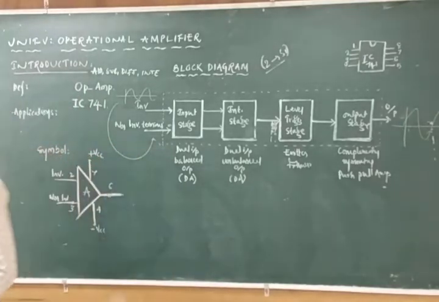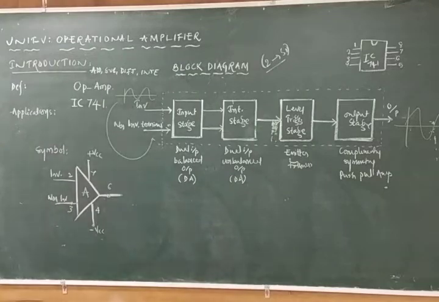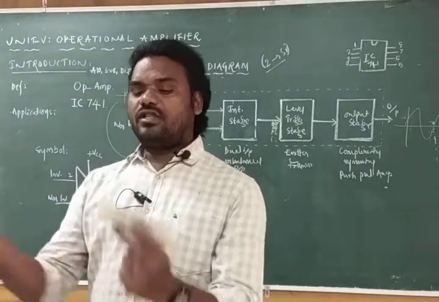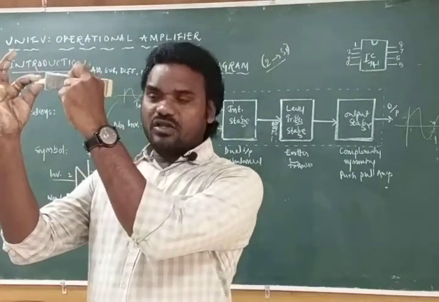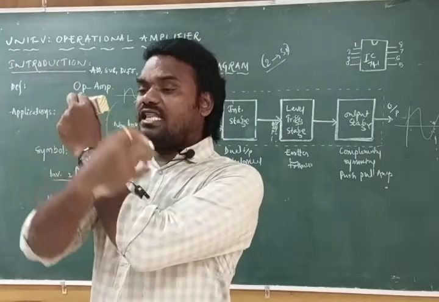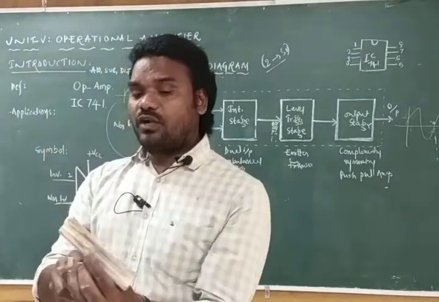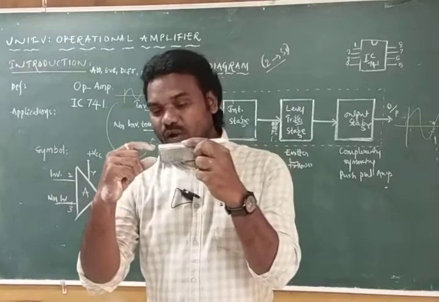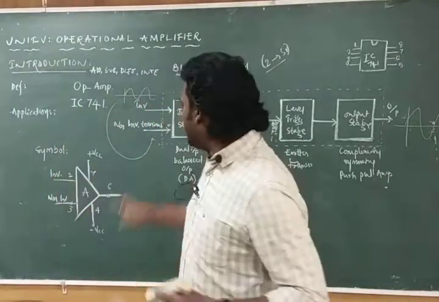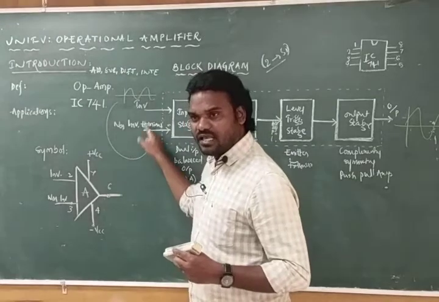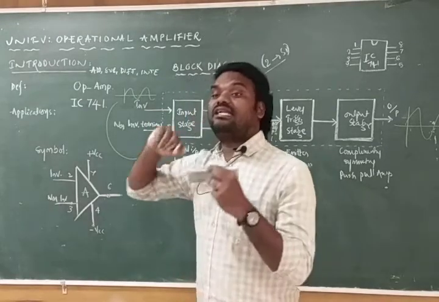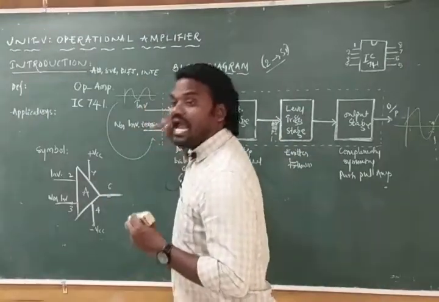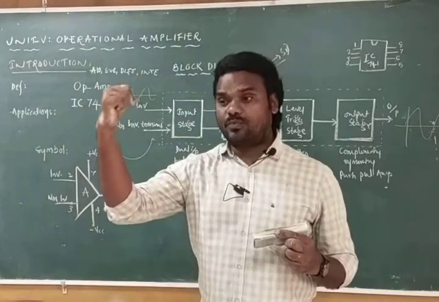Assume that this is an amplifier. What is the function of an amplifier? It increases the strength of the weak signal, so I am giving the electrical weak signal to this one, and it is going to increase the strength of the weak signal at the output side. But if I am giving two inputs at a time, it is going to find the difference between these two signals. This is about 10 millivolts, this is about 8 millivolts. Then the difference is how much? 2 millivolts. That 2 millivolts will act as an input, and that 2 millivolts will be amplified at the output side.